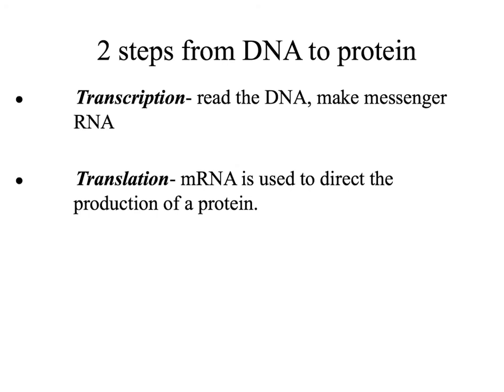Turning the code of DNA into a protein is actually a two-step process. The first step, transcription, reads the DNA and makes a messenger RNA. The messenger RNA is a copy of that code that can be moved out and then sent to the next step. Translation is when the mRNA is used to direct the production of a protein.